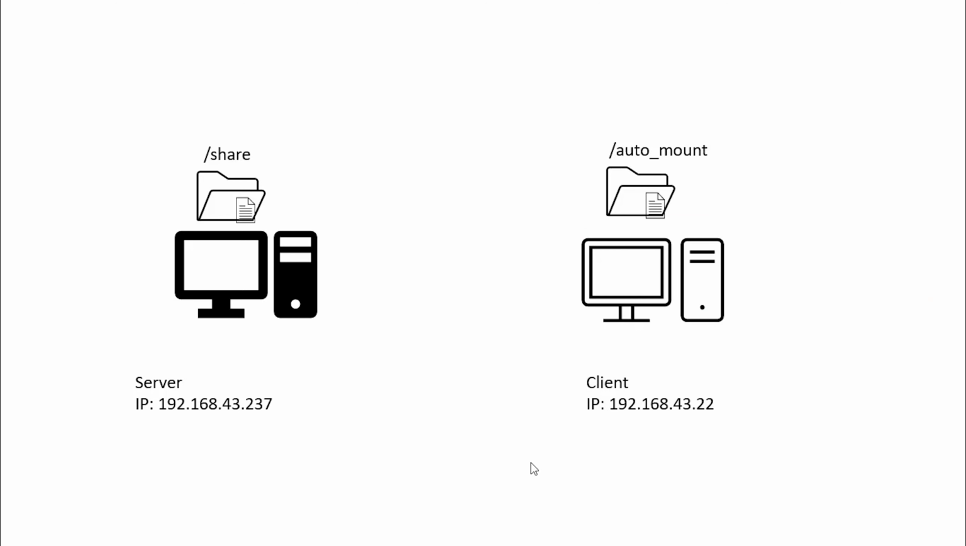So the setup will look like this. I'm going to connect two machines. One will act as the server, whose IP address will be 192.168.43.237. Here I'm going to use an NFS share, which is /share. Whatever content I put into this directory, that content I want to share with the client machines. The client machine IP address in this case will be 192.168.43.22. So these are the two machines that I will be using. On the client machine, the shared content will be available at the mount point /auto_mount.